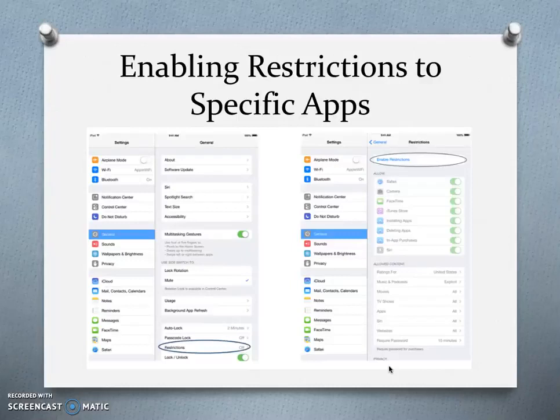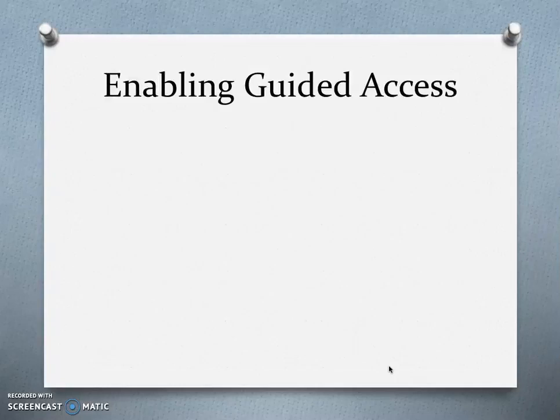So to enable restrictions to specific apps, select General, go to Restrictions, and select Enable Restrictions as shown in the images on the screen. This allows you to select apps you would like restricted and set a passcode that must be entered to access the app. This is useful if you want a child to use an app for study or learning and not be distracted by apps, or if you feel an app you have on your own iPad is inappropriate for your child to access.